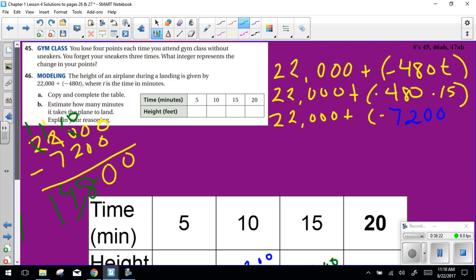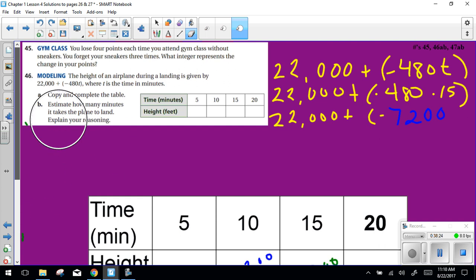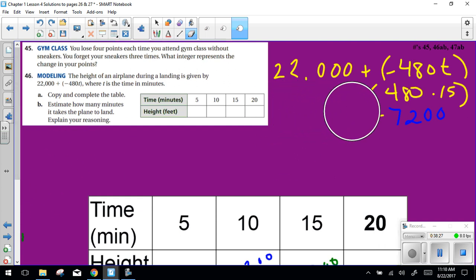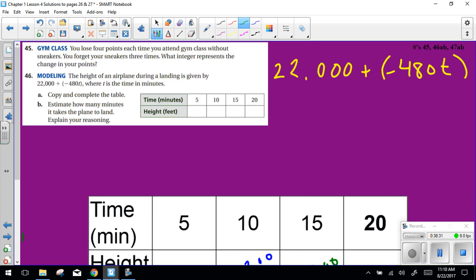Okay, and finally, we're just going to do the last one for 20 minutes. So please copy this formula one last time. This time we're going to replace T with 20. So 22,000 plus negative 480 times 20. We're going to start with this part first. So 22,000 plus, we know it's going to be negative.